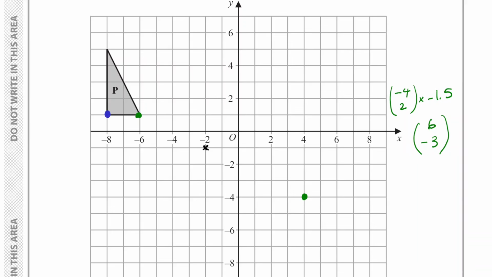To get to this corner, we're going back 6, up 2 at the moment. Times it by minus 1.5, and that will be 9, negative 3. So we're going 9 to the right and 3 down.